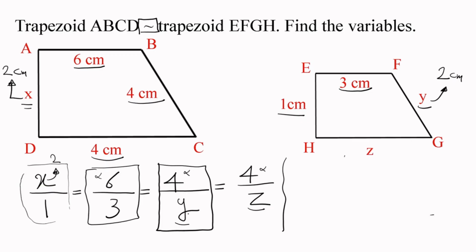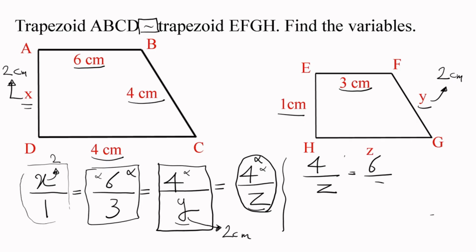Okay, in the previous part, I calculated the value of y, which is 2 centimeters. Now I want to calculate the value of z, and I must pick another fraction. I have the value of y and the value of x, and I can use those 2 fractions. But as I told you, I don't want to take that risk. So I'm going to use this fraction and this one. 4 over z is equal to 6 over 3.